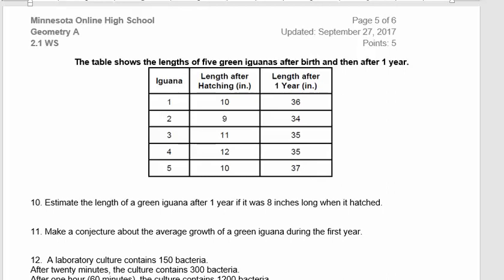Now there's more than one answer for these questions because we're making conjectures, which are kind of like guesses, but really good educated guesses. Number 10 says, estimate the length of a green iguana after 1 year if it was 8 inches long when it hatched. So you have to think about, none of these iguanas were 8 inches long, but give a good estimated guess at what you think it would be after 1 year.